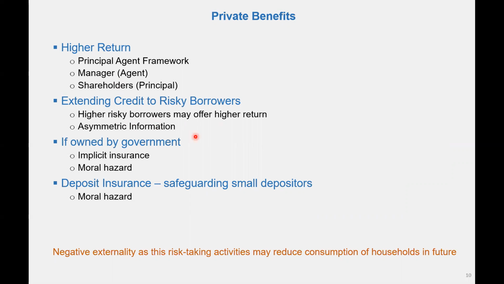And if it is owned by the government, then implicit insurance will also lead to moral hazard. That is, since the bank owners will think that someone is there to rescue them at the bad times, they may extend credit to risky borrowers.